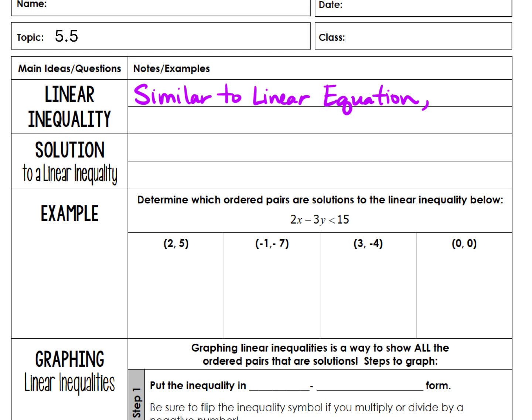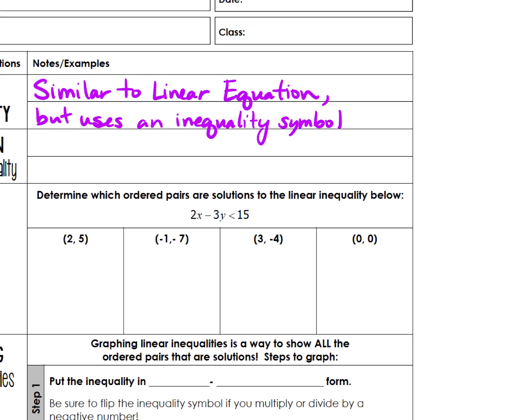Let's try that again. Similar to a linear equation, but uses an inequality symbol. Okay, so that is less than, greater than, less than or equal to, greater than or equal to. So you're going to be working with those 4 symbols in this section when we're talking about linear inequalities.